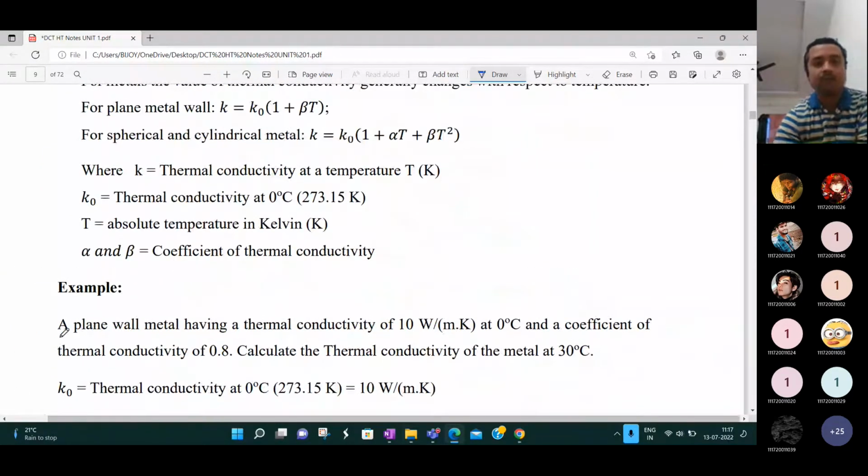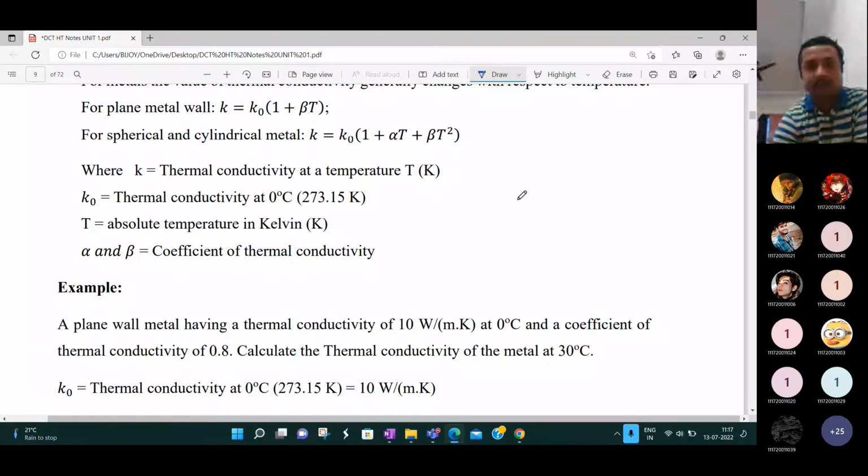A plain wall of metal. Please read the question. A plain wall of metal having thermal conductivity 10 watt per meter Kelvin at 0 degree centigrade, and coefficient of thermal conductivity is 0.8. Calculate the thermal conductivity of material at 30 degree centigrade. So what is given?